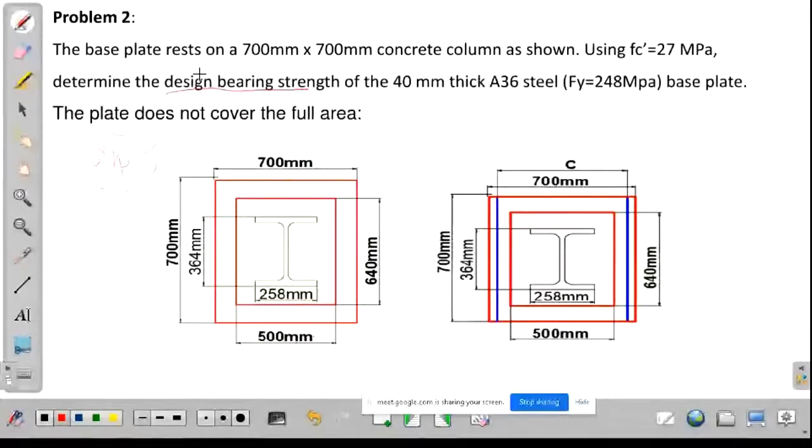So, i-compare natin, tapos yung smaller, yun yung gagamitin natin sa design strength natin. Okay?